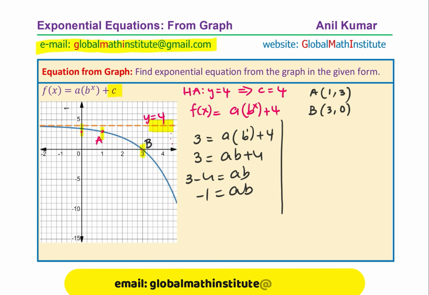So let's put 3 here for x, and in that case we get the y value of 0. 0 equals a times b cubed, right? Plus 4. So minus 4 is equal to ab cubed. Correct? So minus 4 is ab cubed. So we have now two equations. Perfect?